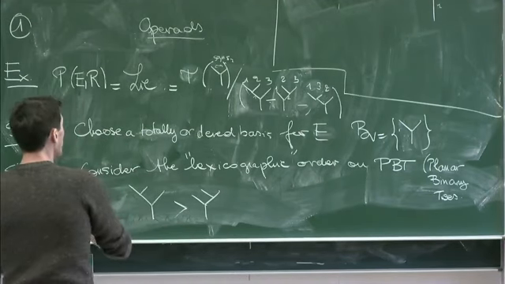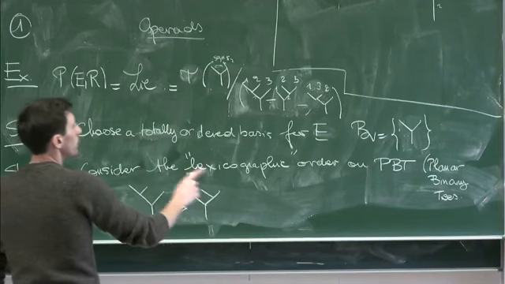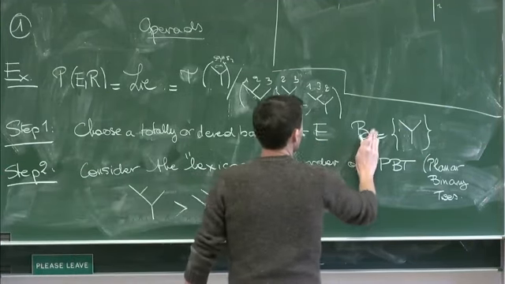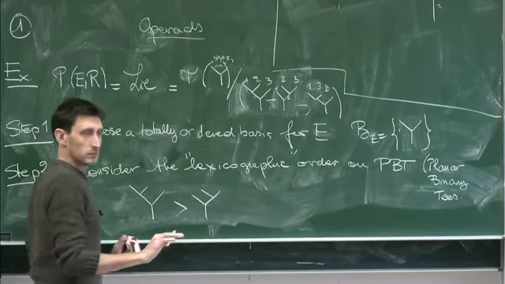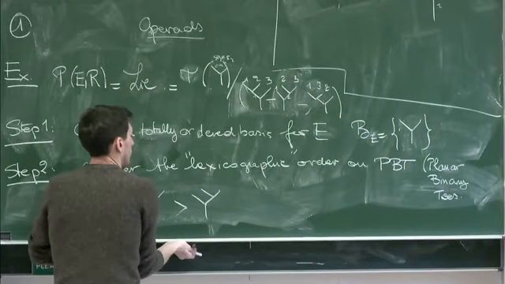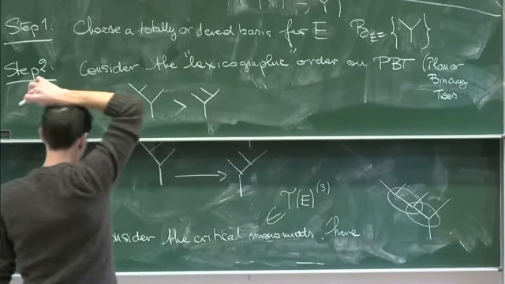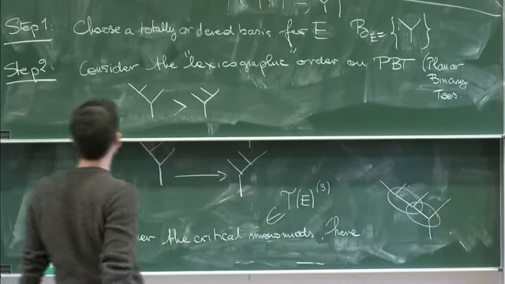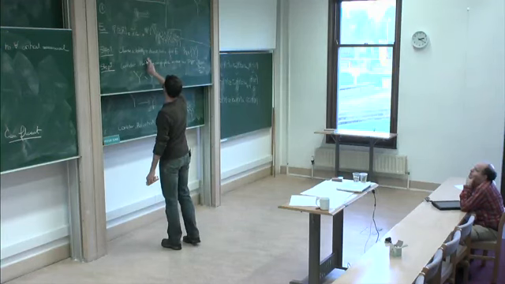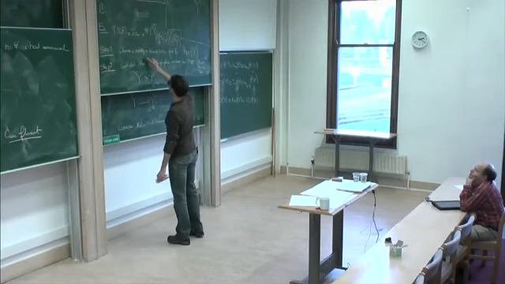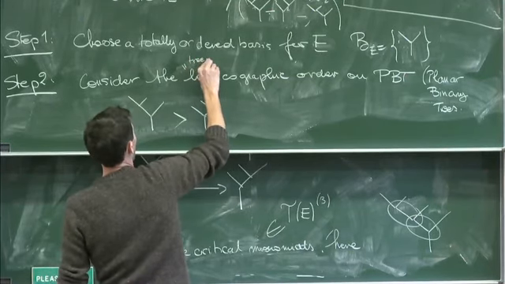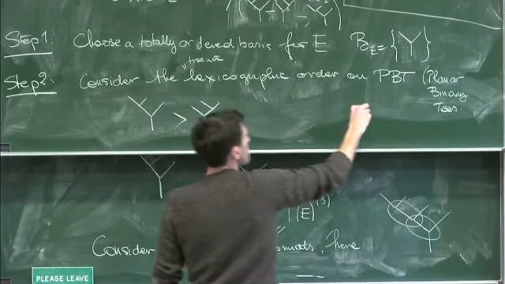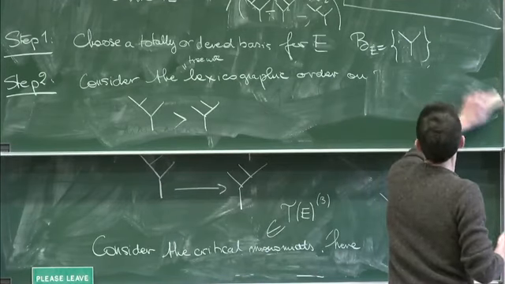Okay. Now we choose a totally ordered basis for E. Oh, again, so it's again here. This is one-dimensional. So that's okay. Okay. Now we have to consider a good order, say lexicographic order. I think let's say tree-wise lexicographic order on shuffle trees.